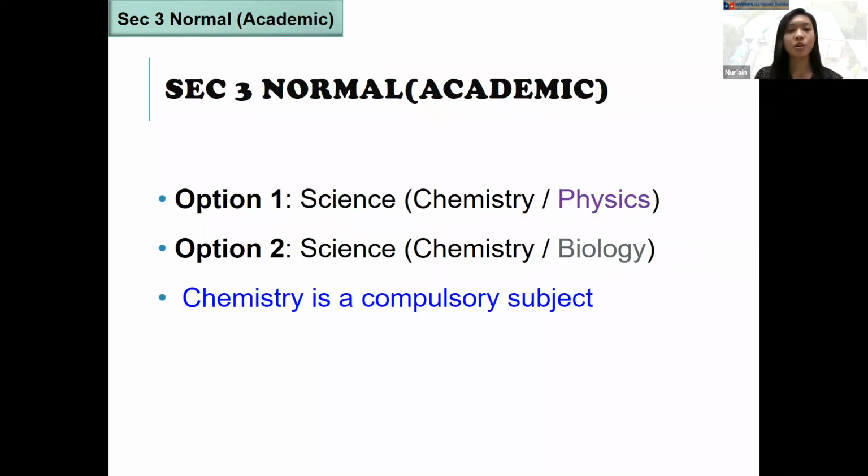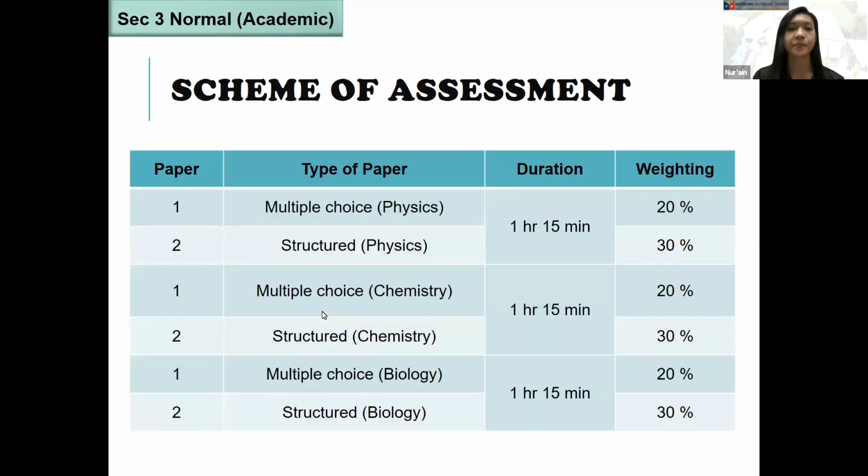I will now move on to Sec 3 NA. So we have two options for combined science. We have chemistry, physics, and chemistry, biology. So similar to 3E, chemistry is a compulsory subject. Here's the scheme of assessment.